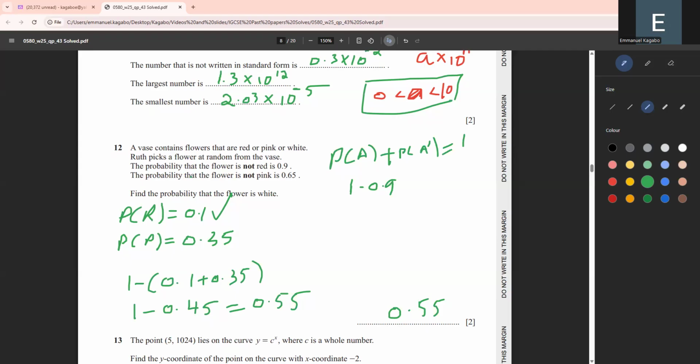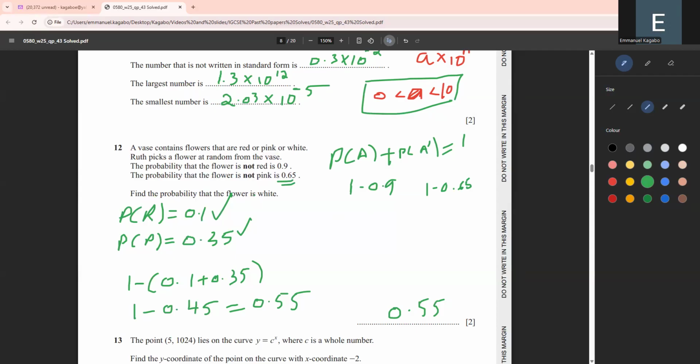The probability that the flower is not pink. Again, using the same formula, probability of A plus probability of A complement, probability of A and not A is 1. So I'm going to get 1 minus 0.065. Altogether here, I hope you understand what I'm talking about. So that means if I work that out, that's why I have that one. This is the probability of pink, that's the probability of red, because I have the probability of not red and the probability of not pink.